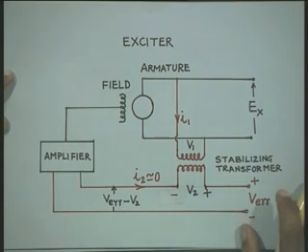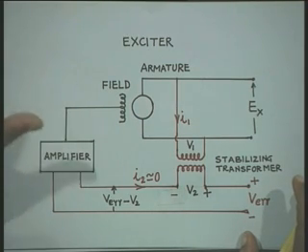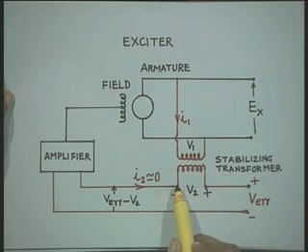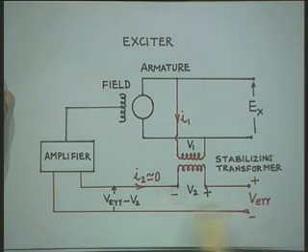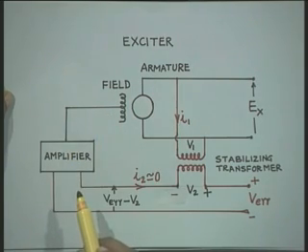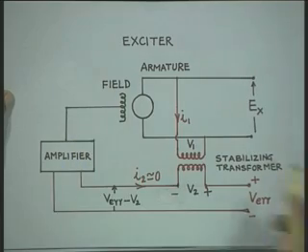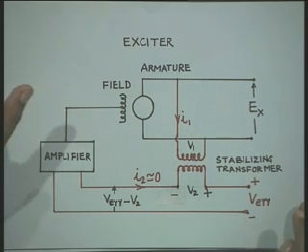Now, in this arrangement, you can see that V error is the error signal coming from the regulator, that is, from the summing point. In any regulator, we have a summing point and we get the error signal. To this error signal, we subtract the signal which is the output of this transformer, and the resulting signal is V error minus V 2. This signal is amplified and fed to the field winding of the exciter. Therefore, here is a feedback loop. This feedback loop is used for stabilizing the exciter. This is called the excitation system stabilizer.